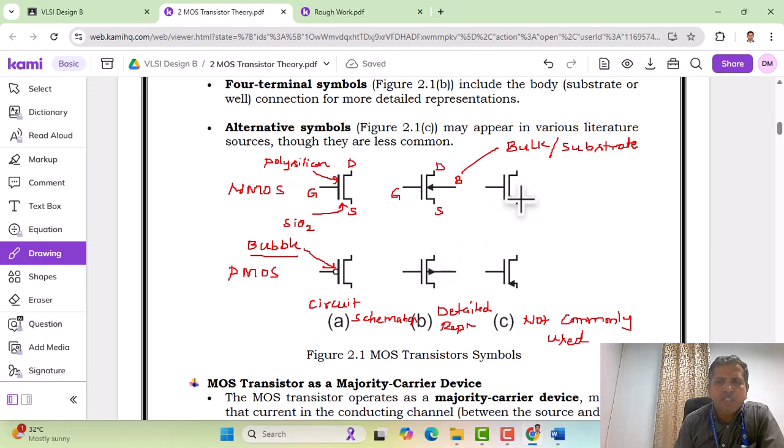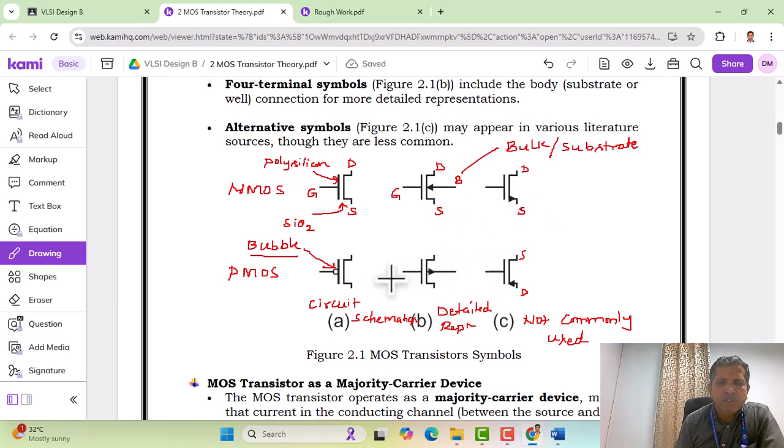In this case, you can see that the arrow mark is placed on the source terminal, and here we have the drain terminal. The arrow mark is outgoing on this PMOS transistor. In the NMOS transistor, the arrow mark is placed again on the source terminal. This is the drain, and this is the source. The arrow mark is incoming, as shown here. So these are the different MOS transistor symbols widely used.